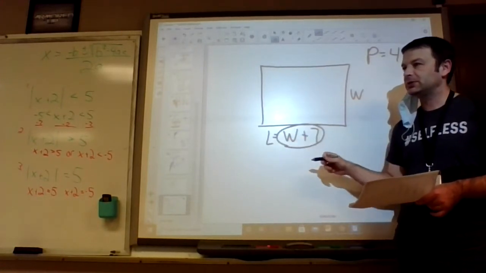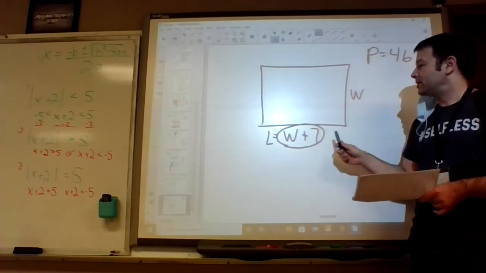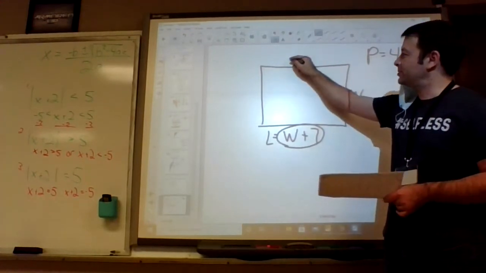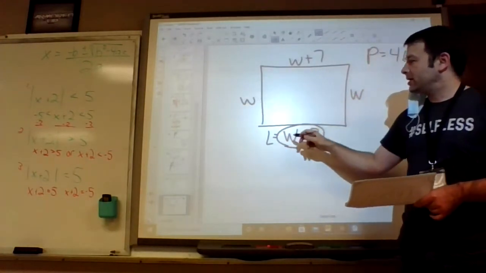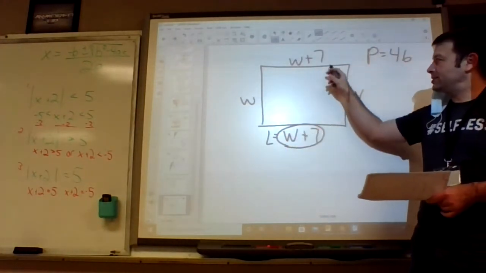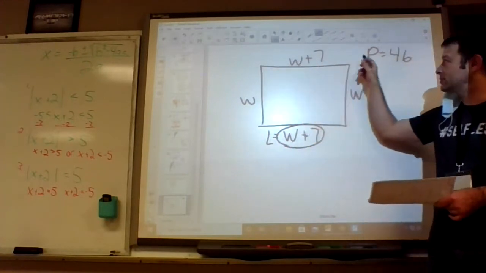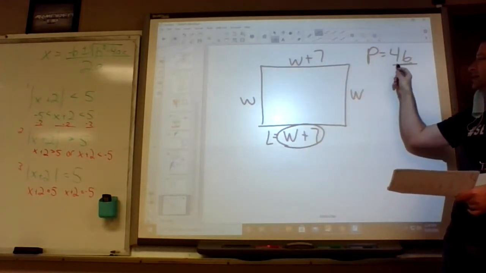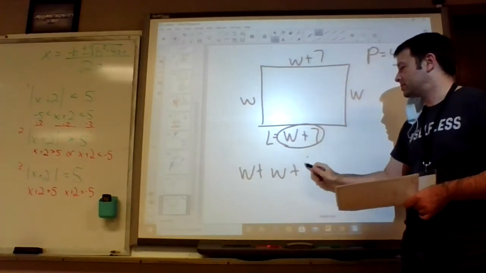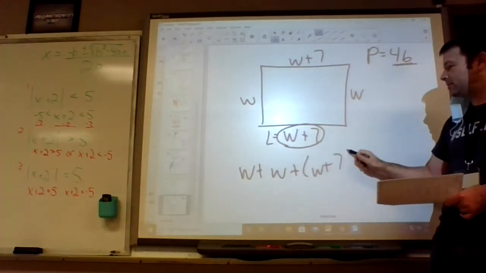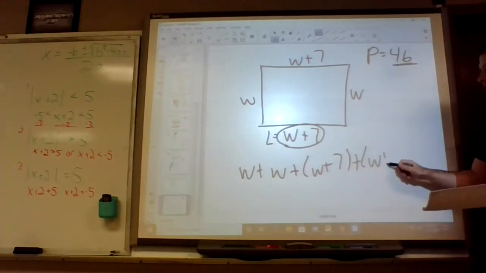Okay? It tells us that the length is 7 longer than the width. So if I call the width of the rectangle W, what could I call the length? L? Okay? W plus 7. It's better to only use one variable because we can solve one variable equations. So instead of calling this L, I could call it W plus 7. The length is equal to the width plus 7, so that's what we use.